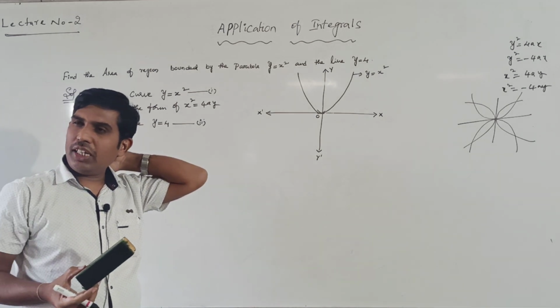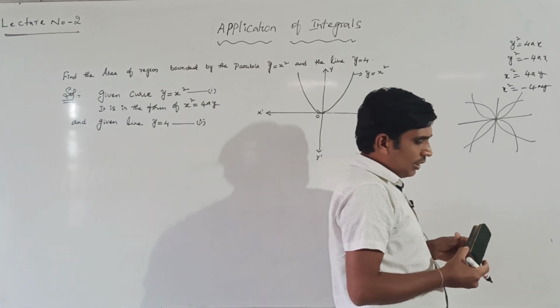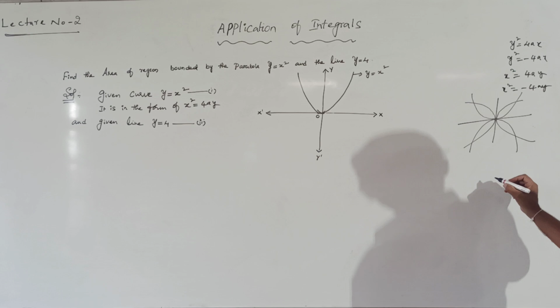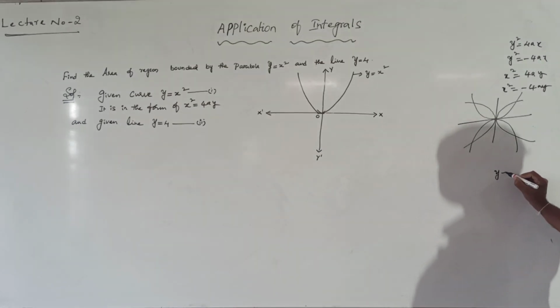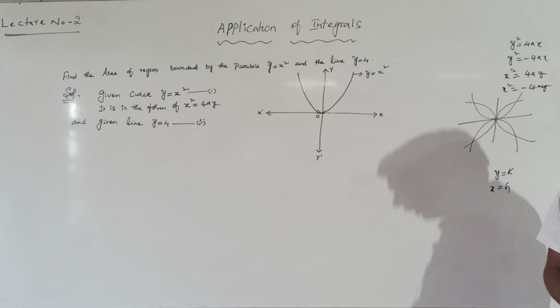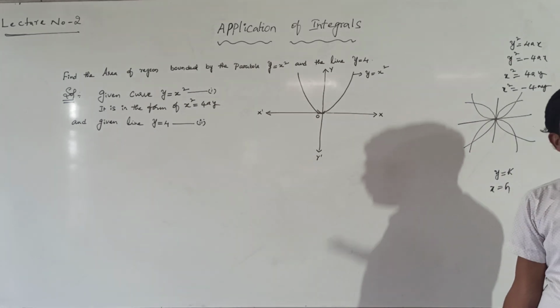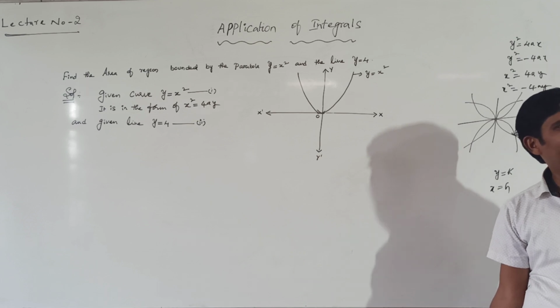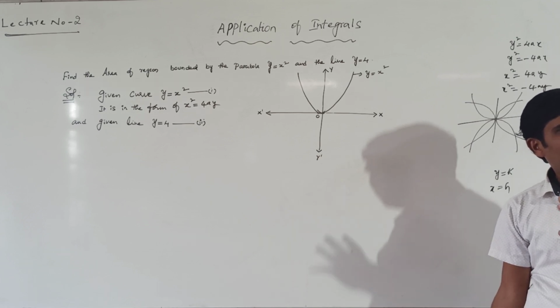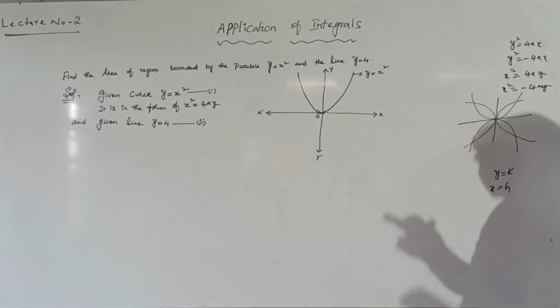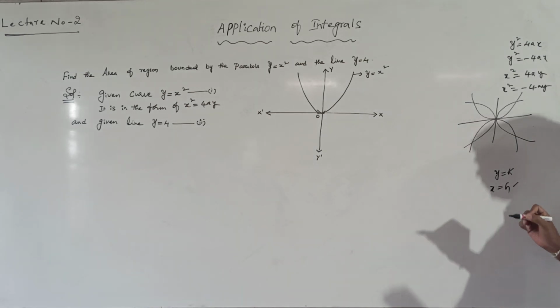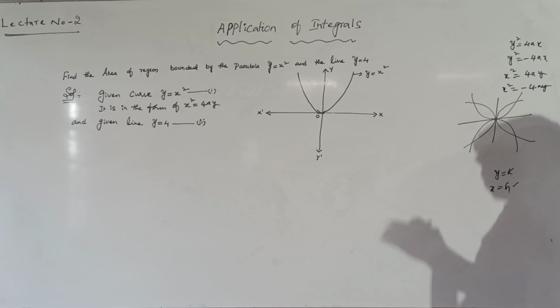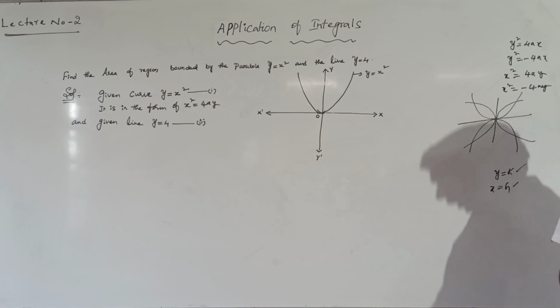So again we have to recall in straight lines, what is the equation of a horizontal line? The horizontal line equation is in the form of y equals k. What is the vertical line equation? Nothing but x equals h. What are vertical and horizontal? Horizontal is nothing but parallel to the x axis, vertical is nothing but parallel to the y axis. Now the equation parallel to the y axis is in the form of x equals h, and parallel to the x axis is in the form of y equals k.